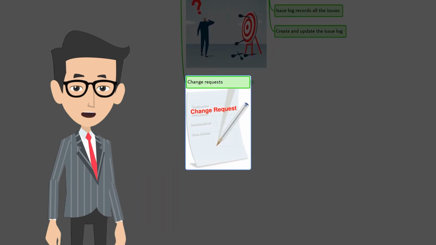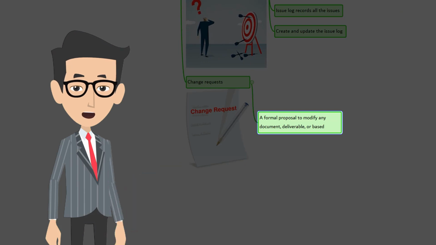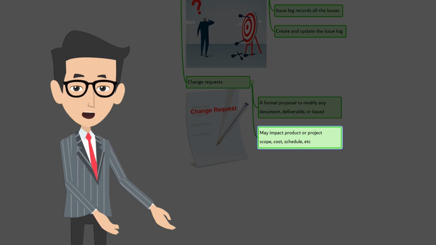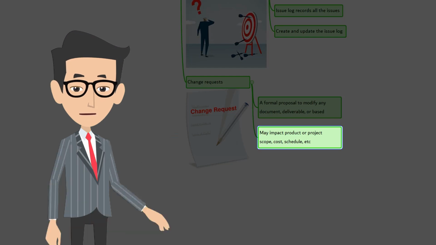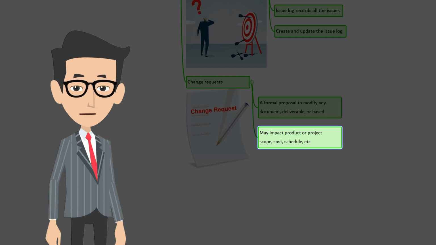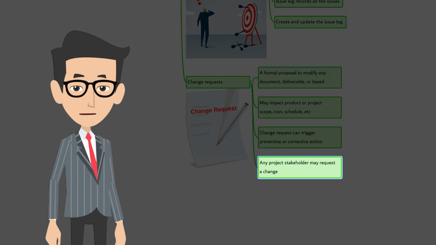The next one is change requests. A change request is a formal proposal to modify any document, deliverable, or baseline. When issues are found while project work is being performed, change requests can be submitted, which may modify project policies or procedures, project or product scope, project cost or budget, project schedule, or quality of the project or product results. Sometimes change requests are needed to take preventive or corrective action, which will eventually reduce the negative impact later in the project. Do remember, any project stakeholder may request a change.